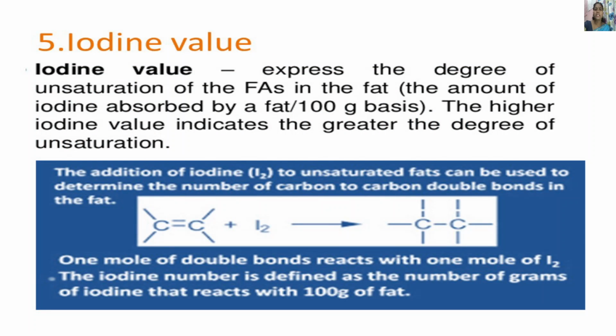Iodine value expresses the degree of unsaturation of fatty acids in the fat. It is the amount of iodine absorbed by the fat on a 100 gram basis. The higher the iodine value, the greater the degree of unsaturation. The same reaction I have given you. When fatty acids react with iodine, the number of carbon to carbon double bonds in the fat is reduced. The addition of iodine to unsaturated fats can be used to determine the number of carbon to carbon double bonds in the fat.